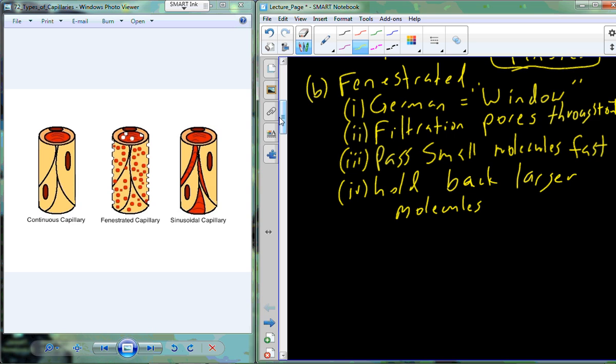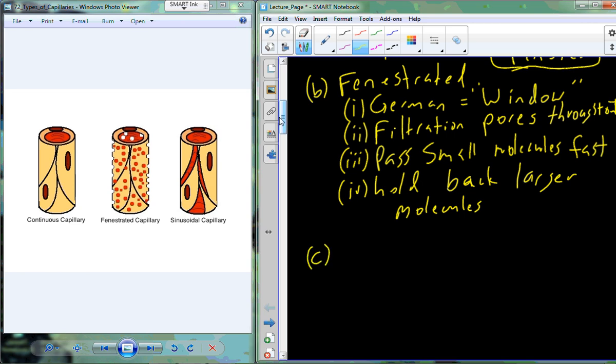We would see these types of capillaries in particular in our kidneys, where we have large amounts of solution that we need to filter. We have to move large amounts of sodium and potassium in and out of the blood and in and out of the urine, and so we're going to utilize these types of capillaries there.